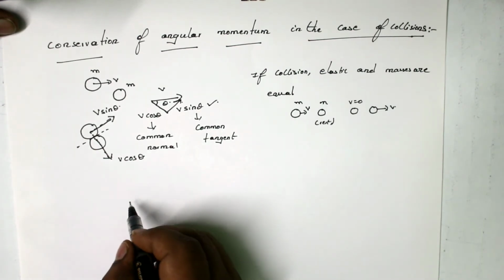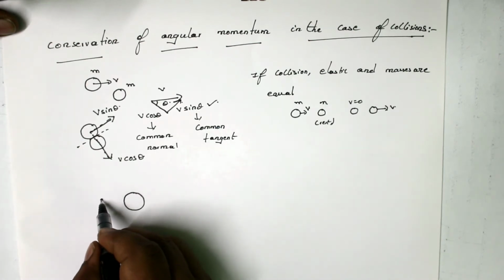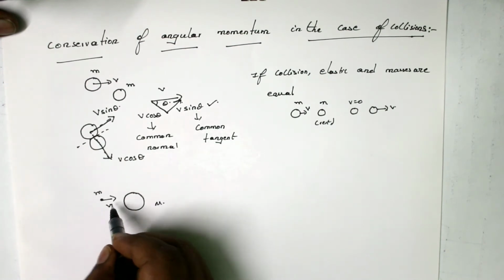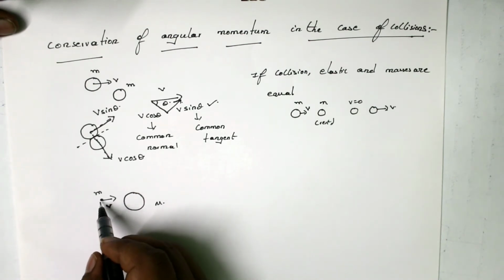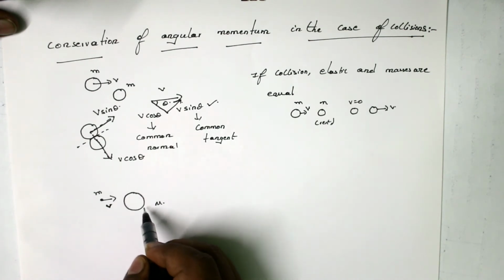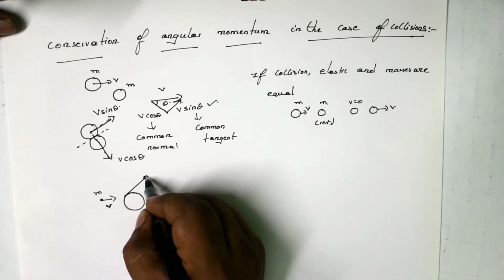Now we will consider, for example, one body is a very big body and another one is a very small body. This is small m and this is capital M, and now it is traveling with the velocity of v. So if it travels with the velocity of v and if it collides, because this is a very small body, it almost loses its velocity in the direction of common normal, and now it has only velocity along common tangent.